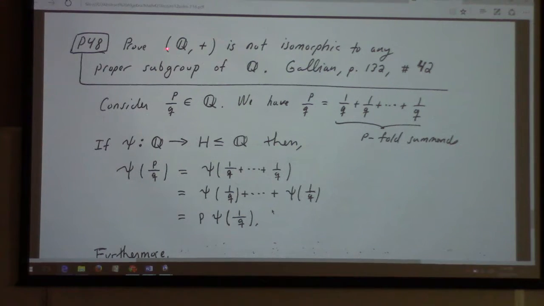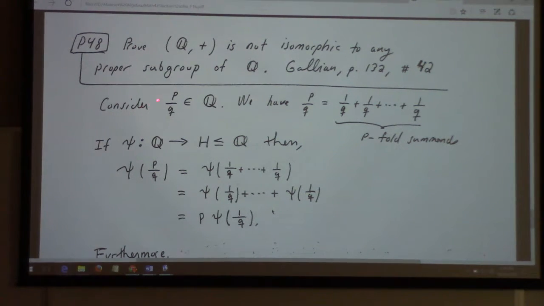So we're supposed to prove that the group of additive rational numbers is not isomorphic to any proper subgroup of Q. There's actually dozens of questions like this about proper subgroups of infinite groups. These are tricky questions. There's a whole family of these things waiting for you when you least expect it.